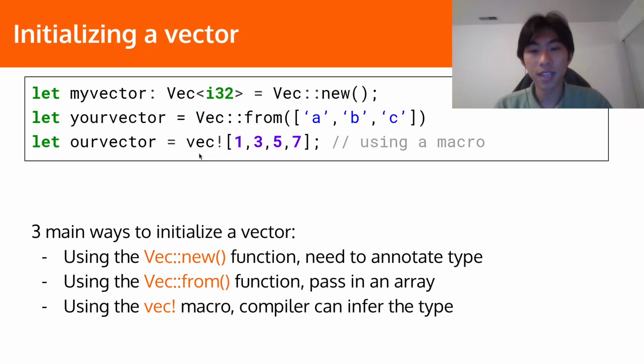So in this case, writing vec, this exclamation mark signifies that it's a macro, and passing in this array would be similar to writing Vec::from and then passing in this array, except that this code is shorter and easier to write. In both cases, for either using Vec::from or the macro, the compiler can infer the type, so we don't need to specify it explicitly.